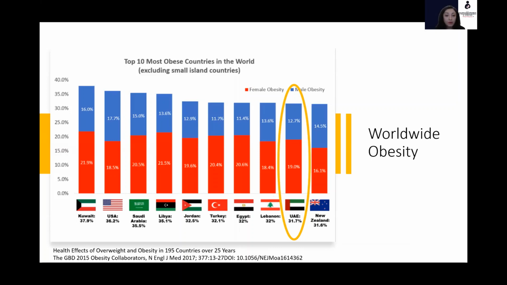One other thing worth noting is that also in the majority of these countries, the prevalence is much higher in the female population compared to the male population. So giving us maybe some idea about the different lifestyle when it comes to gender.